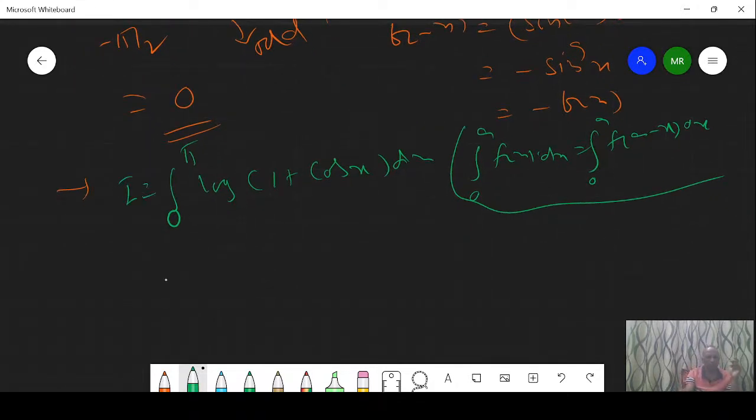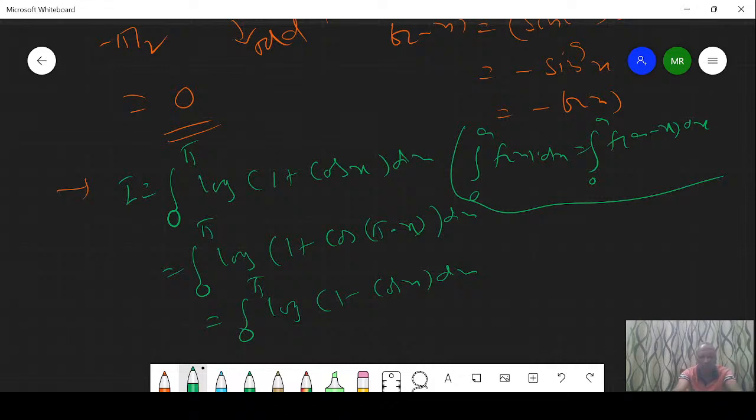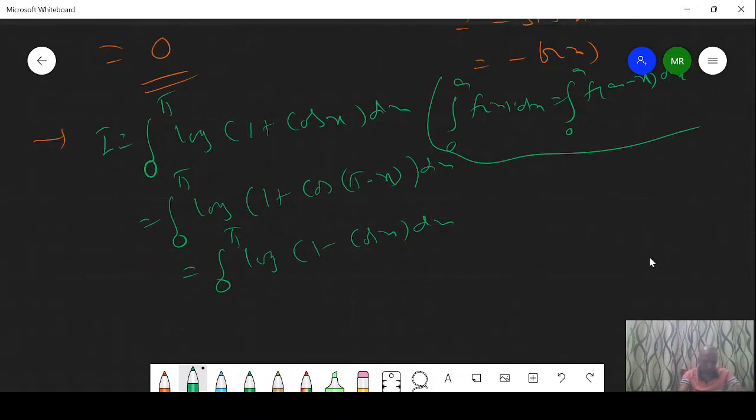If we take I equal to integral 0 to pi, I can write log of 1 plus cos of pi minus x dx. But we know cos of 180 minus x in the second quadrant will be minus cos x, so log of 1 minus cos x dx. Correct. I can add I plus I.